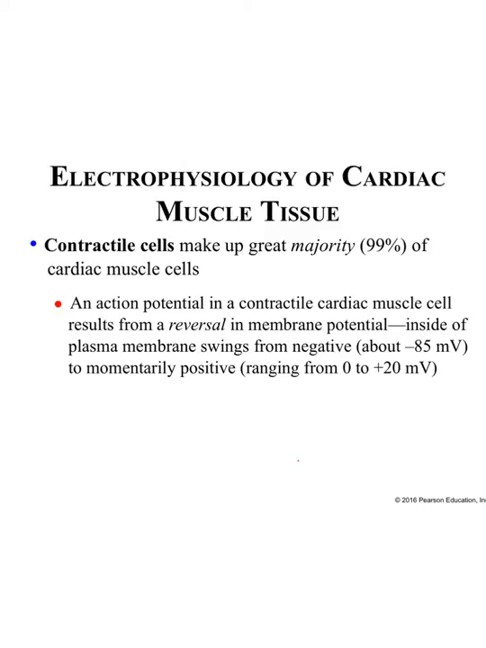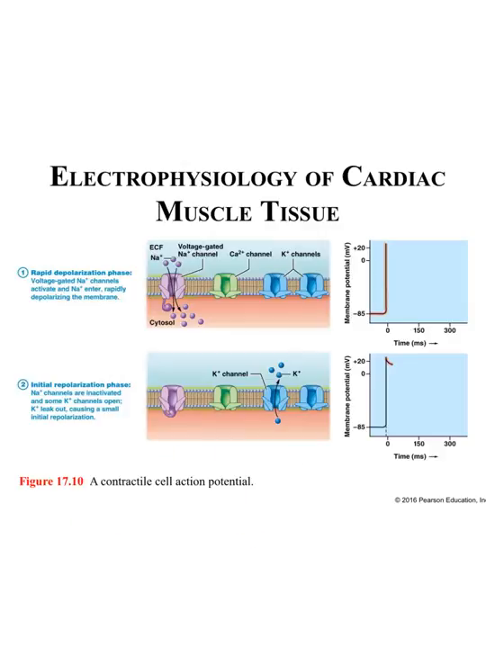So the cells that make up the majority of the cardiac muscle cells that form the heart are contractile cells. Just like we're used to seeing with an action potential, you're going to have a brief reversal in membrane potential. It's going to start negative, then go positive, and eventually go back down. We will talk about the numbers, which are going to be a little different here than what we saw with neurons or a skeletal muscle fiber. So we talk about the steps that occur. Again, we're talking about cardiac muscle, and these are the contractile cells.